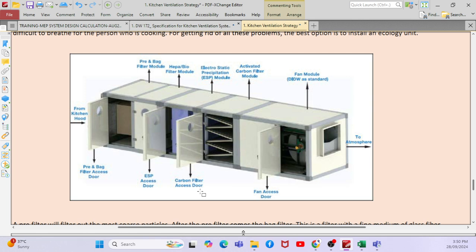The carbon filter is basically to remove the smells. The electrostatic precipitator is basically to remove the grease, the oil content. The HEPA filter is for the minute particles which come from your kitchen appliances. It is a minute micron filter. This is one of the equipment you might have seen when you design the kitchen ventilation system with the ESP, electrostatic precipitator. So this is the equipment basically.